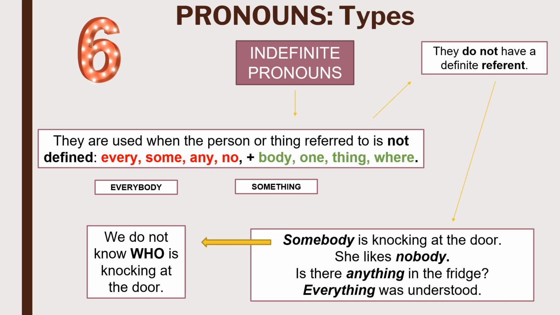The same occurs in she likes nobody. Is there anything in the fridge? And in everything was understood. Nobody, anything, and everything are indefinite pronouns because they do not have a defined or a definite referent in the world. Now please, stay there. There are two types of pronouns left.